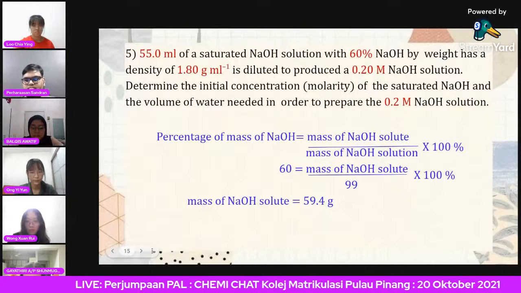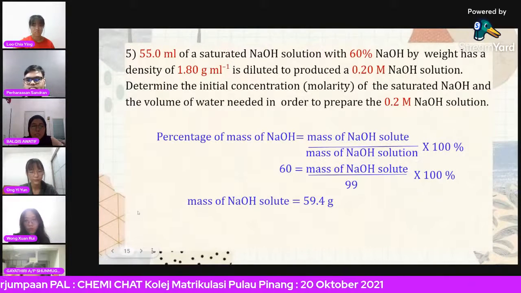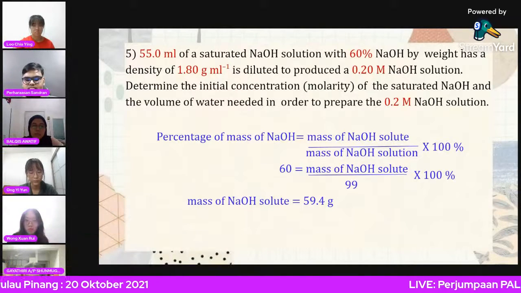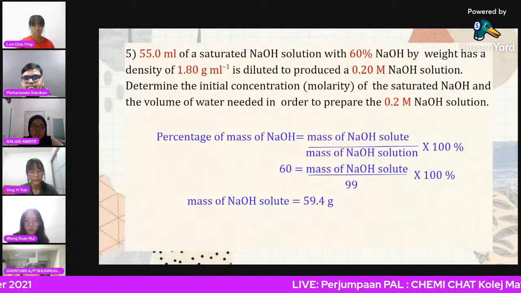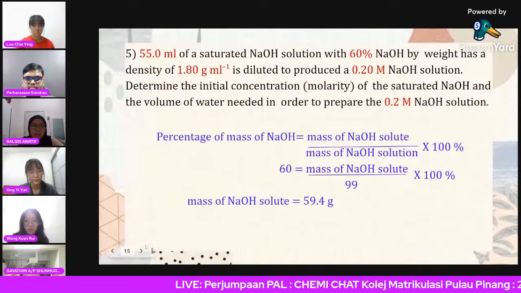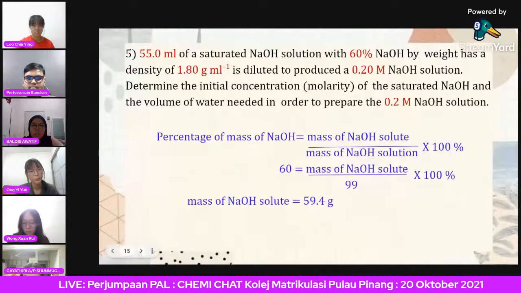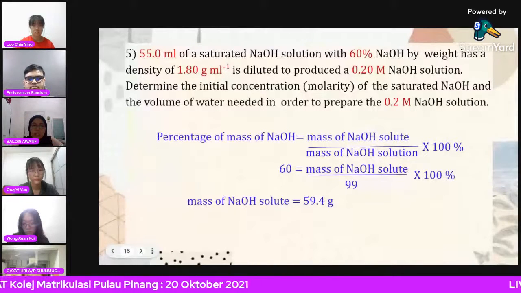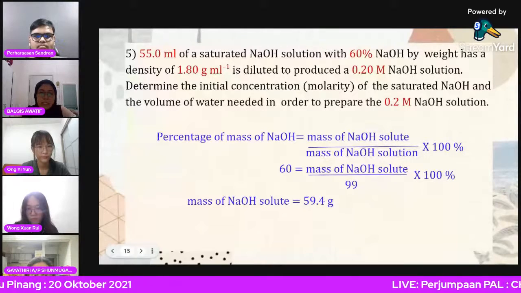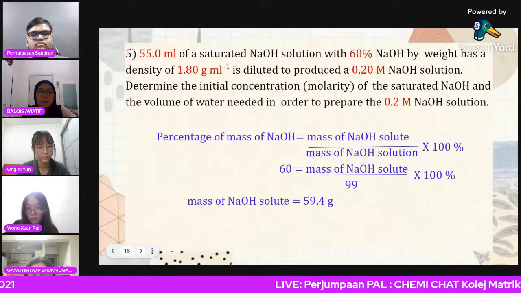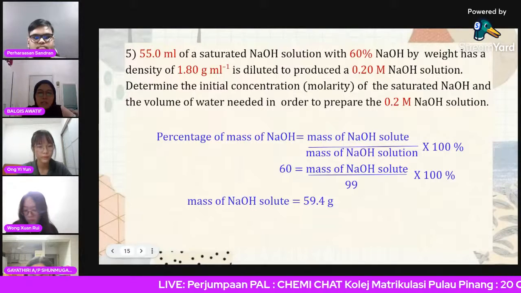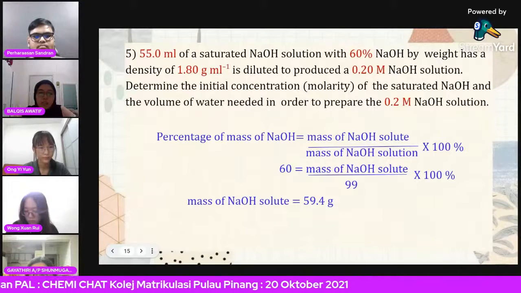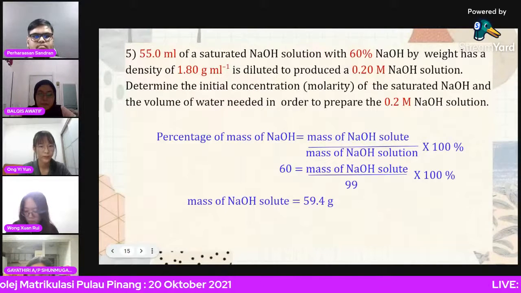Okay, next we use the formula: percentage of mass of sodium hydroxide equals mass of sodium hydroxide solute per mass of sodium hydroxide solution multiplied by 100%. The percentage has already been given in the question, so we substitute 60% equals mass of sodium hydroxide solute per 99 gram. The value 99 gram we already got from the calculation we did earlier. So we multiply by 100% and then we calculate, and the mass of sodium hydroxide solute is 59.4 gram.